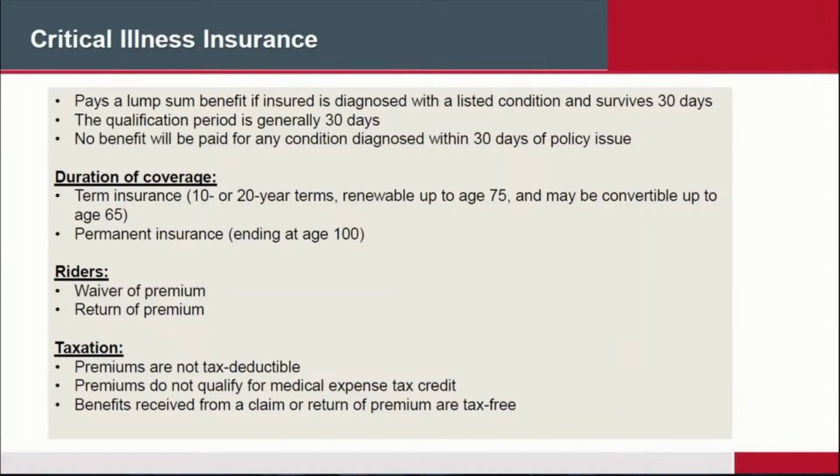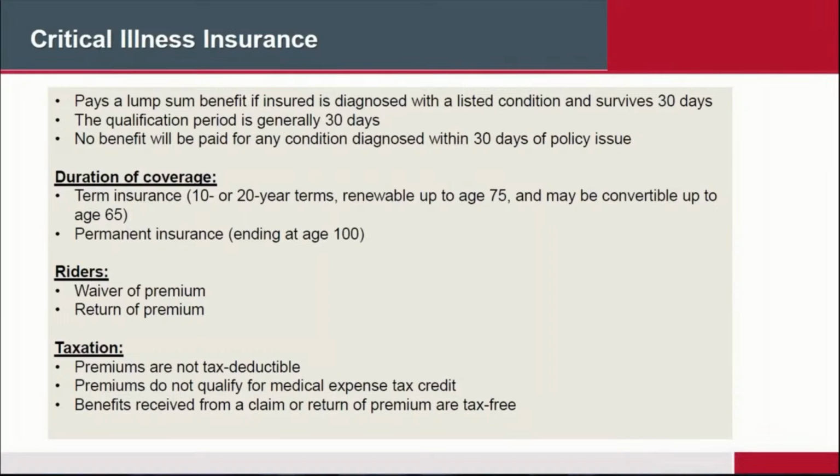Okay. Next thing we'll look at is critical illness. This, of course, used to be called dreaded disease. Now it's called critical illness. And it looks like life insurance because it pays a lump sum. So basically, it pays a lump sum benefit if the insured is diagnosed with a listed condition and survives 30 days. Okay. In other words, the waiting period is 30 days.